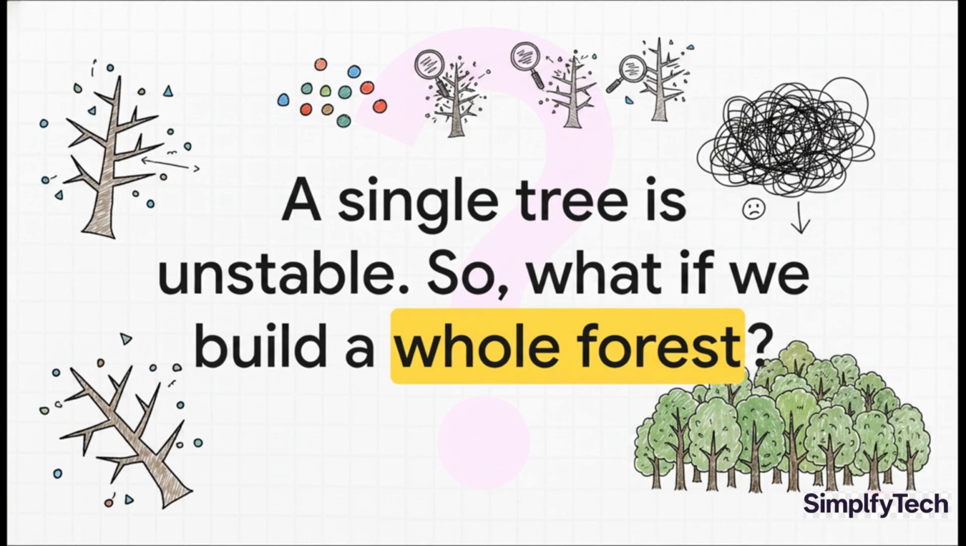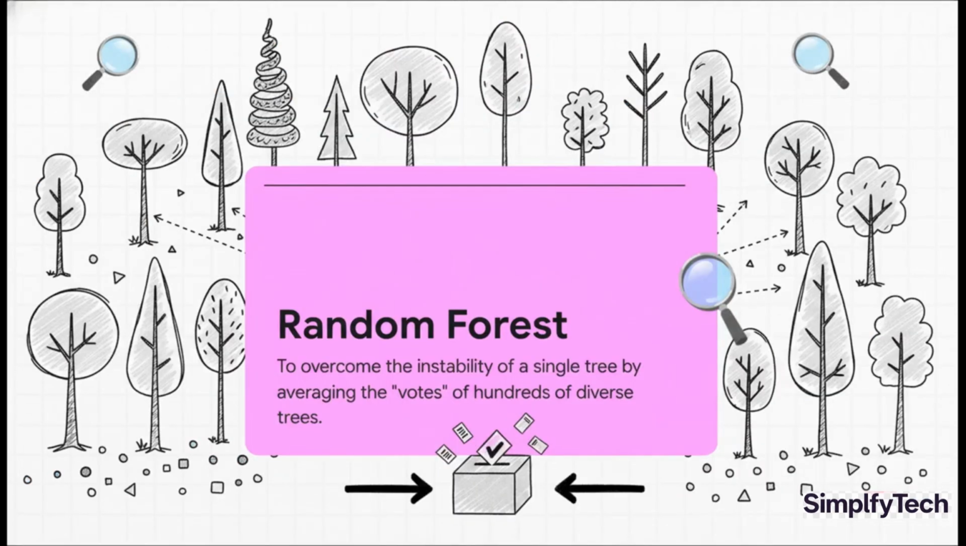So if one tree is unstable, what's the solution? Simple. We build a forest, a random forest. Now, the genius behind this is that we build hundreds, sometimes thousands of different trees. But the trick is, each tree only gets to see a random little piece of the data. This makes sure all the trees are different, they all have slightly different perspectives. Then, to make a prediction, we just let them all vote. The majority wins.